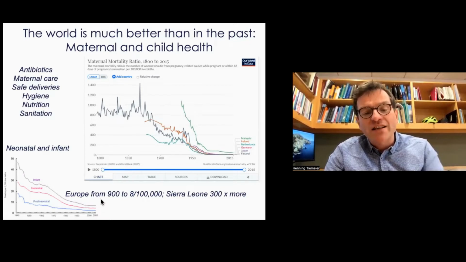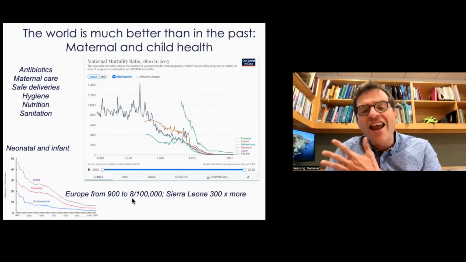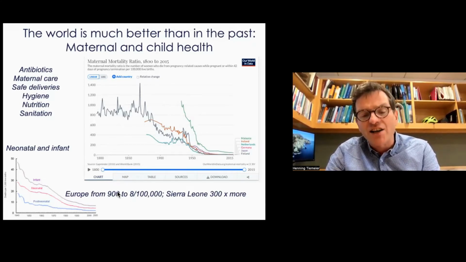If you take a country like Sweden, in several years we went from 900 women per 100,000 births dying, 900 of 100,000 were dying, to now down to 8 in that country. That is incredibly much safer to have a child than 3-4 generations ago. It's unbelievable, this success, and it really is a phenomenal public health success, partly medical, but largely public health.